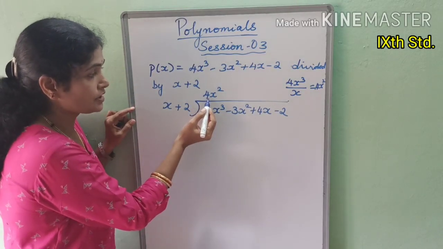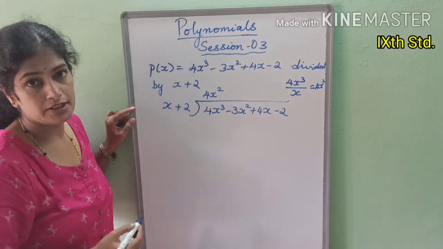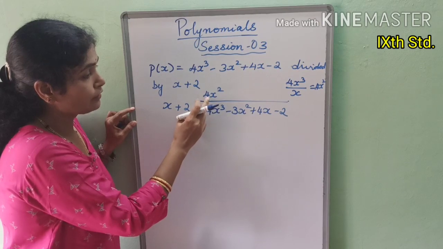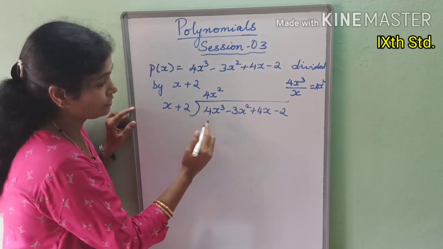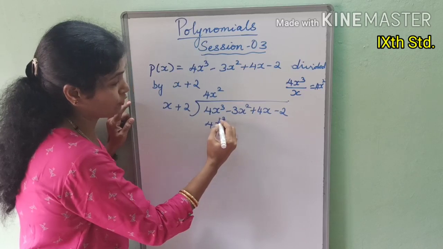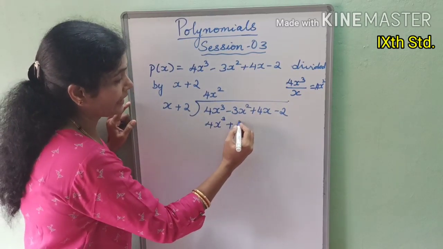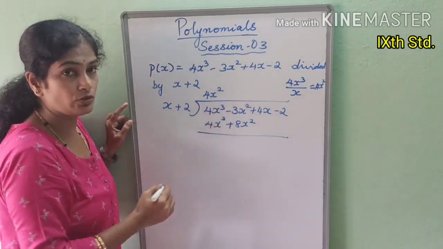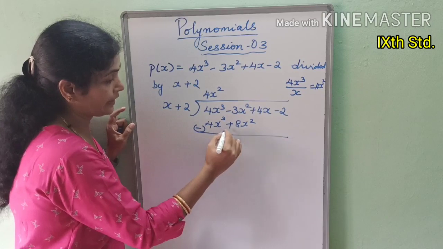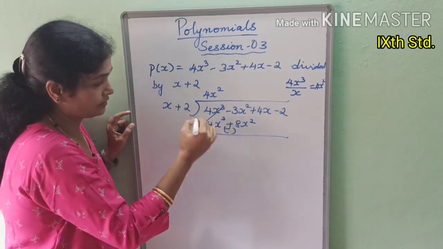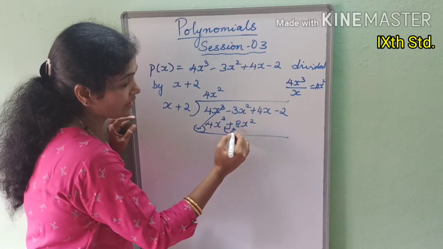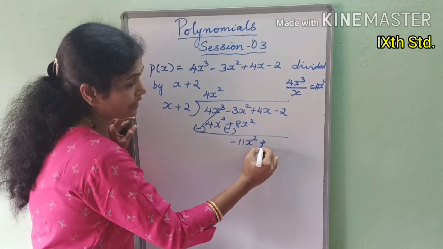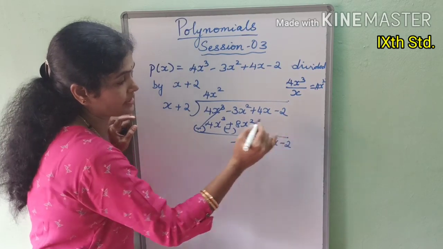First term of the quotient will multiply each and every term of the divisor. Then 4x square into x and 2 gives 4x cube plus 8x square. Now both the terms here are equal, we have to eliminate them, so we will do subtraction. So done, this becomes 0. Now minus 3x square minus 8x square gives you minus 11x square. Now bring down this term, 4x minus 2 as it is.